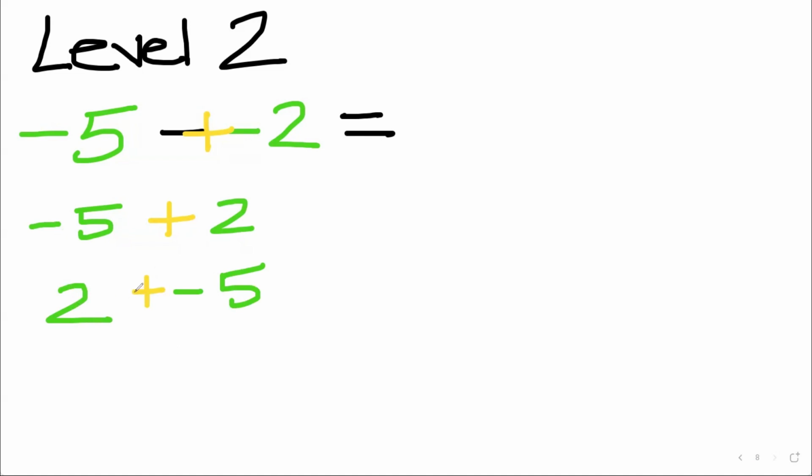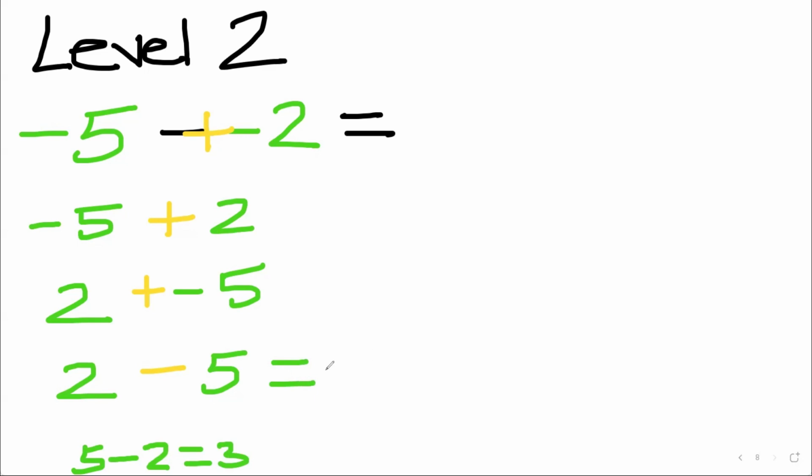Same as before. So now we've got 2 plus a negative 5, and plus a negative is going to turn into subtraction. This is where we have the difference between this and the last page. What do we have here? Subtraction problem is a little bit trickier because we have a little minus big. You know how to do little minus big. Do you remember how to do that? So we know that big minus little is 3. So little minus big is going to be negative 3.